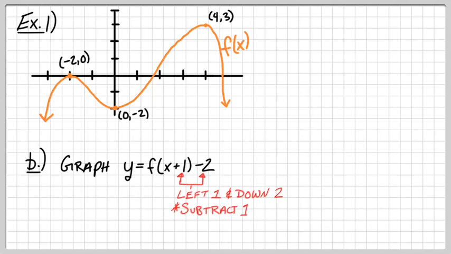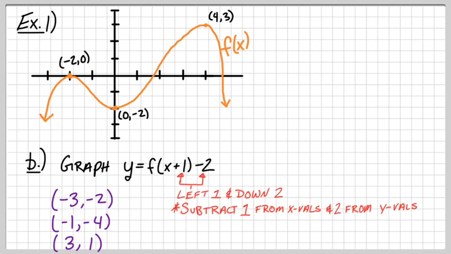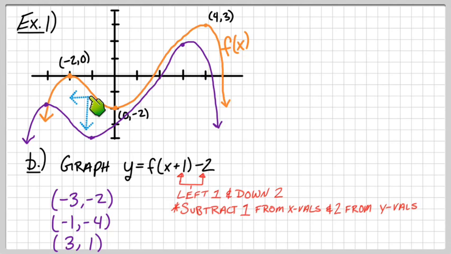So we can subtract 1 from the x values and 2 from the y values. We're also just going to drag this graph left 1 and down 2. So our new points, first point, second point, third point, will look like this. So let's go ahead and graph that, shift this graph left 1 and down 2. Let's grab those points, move them left 1 and down 2. So I took the graph left 1, down 2. This is what I should get.